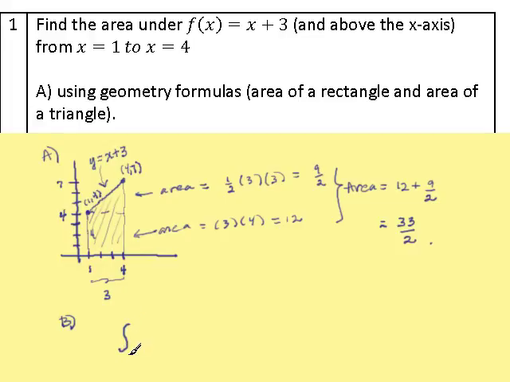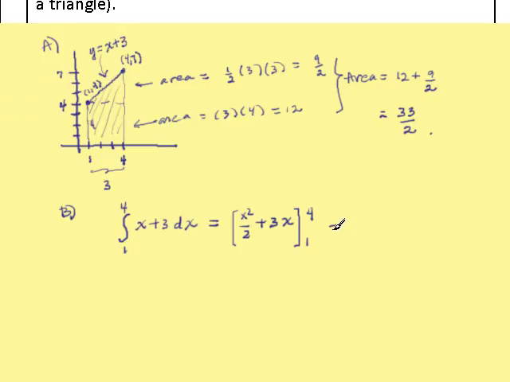So we're just going to integrate from 1 to 4, x plus 3. Use the power rule, and we have x squared over 2 plus 3x. And we're going to substitute in first 4, so we have 16 over 2 plus 12. And then substitute in 1, we have 1/2 plus 3.